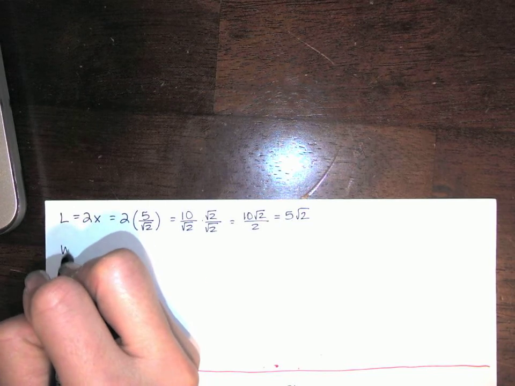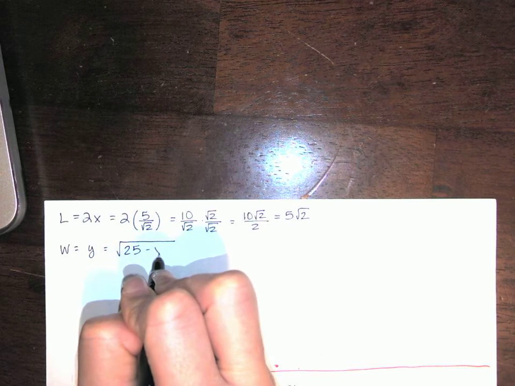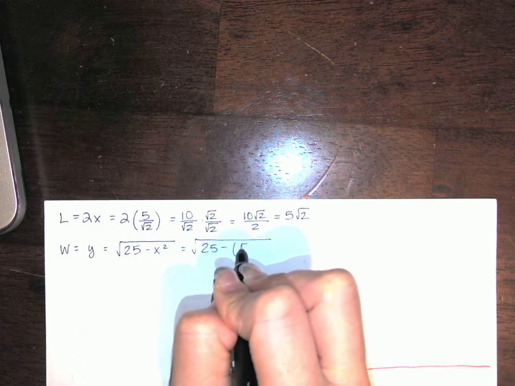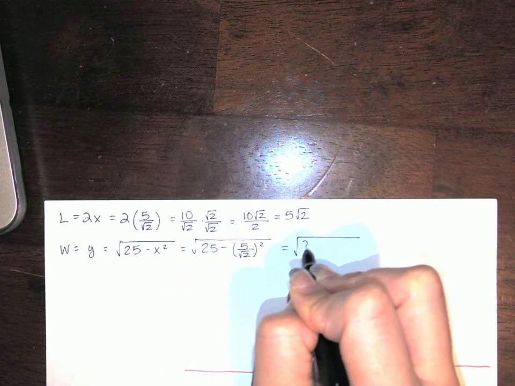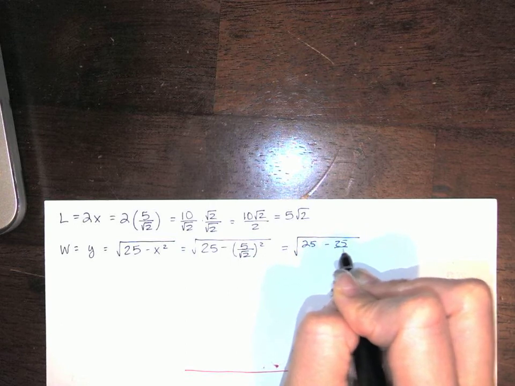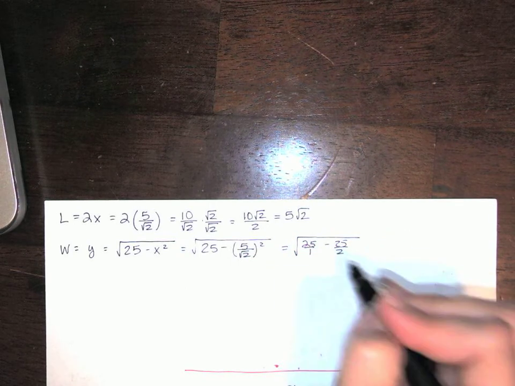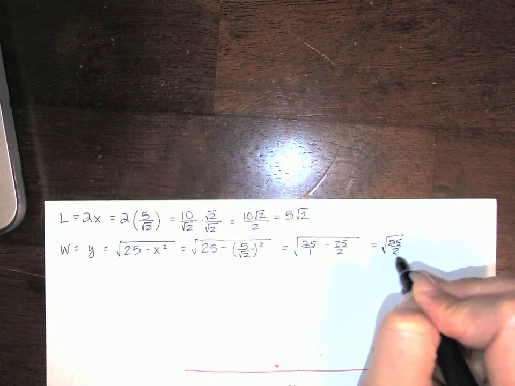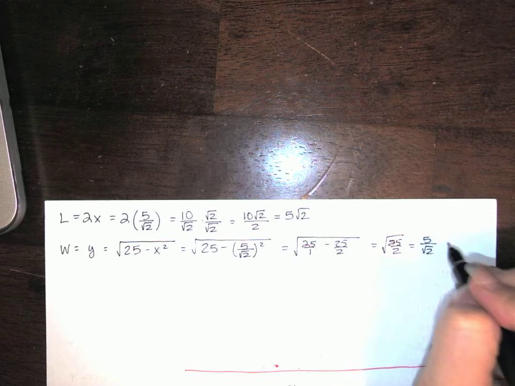And the width was the y value on the graph, and the y values were given by the equation of that semicircle. So I've got 25 minus 25 over 2. So I got 25 minus a half of 25. So I think that's going to be half of 25, over 2. And make sure you take the square root. And you can rationalize if you prefer. You don't have to.